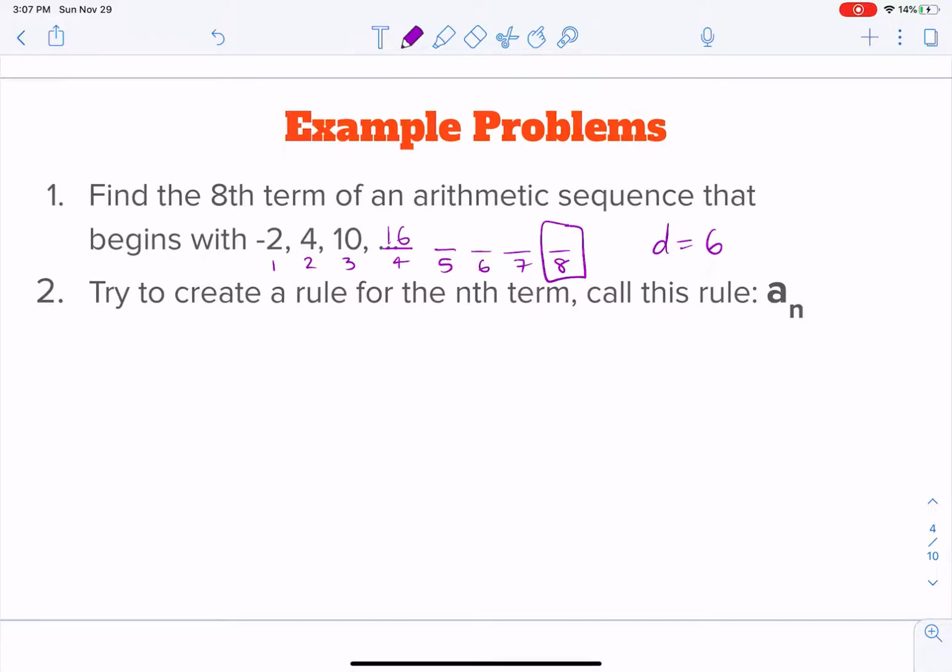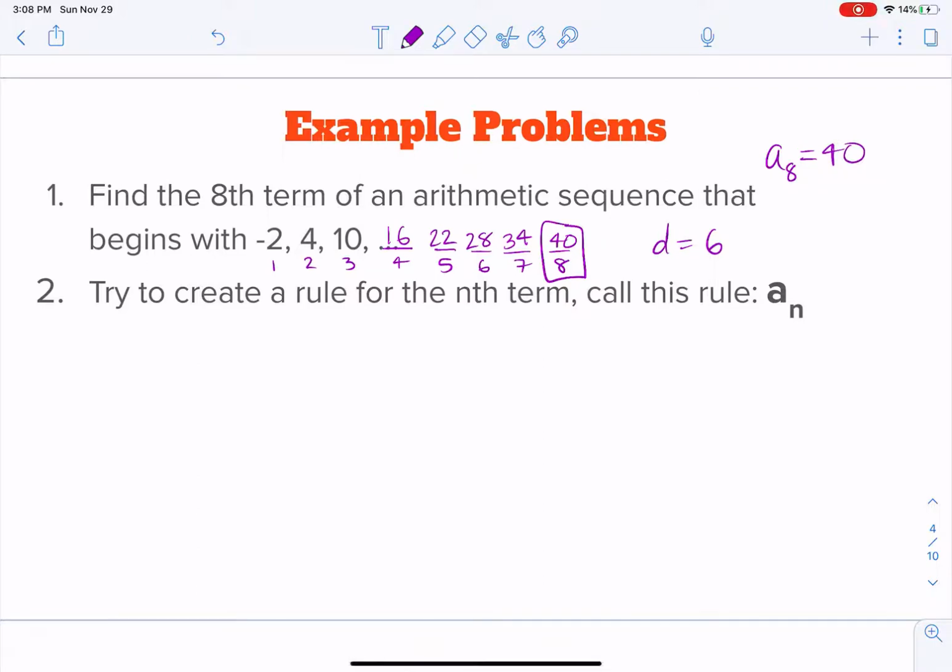So 16 plus 6 will give me 22. 22 plus 6 will give me 28. 28 plus 6 will give me 34. And 34 plus 6 is going to give me 40. So that is certainly one way to do it. We would say that A of 8 is equal to 40.